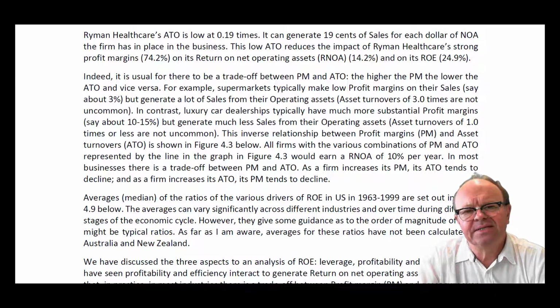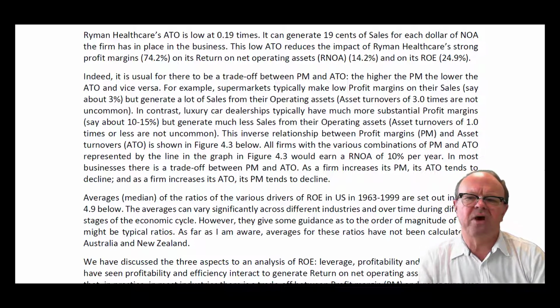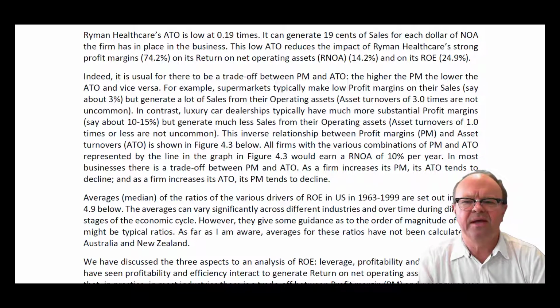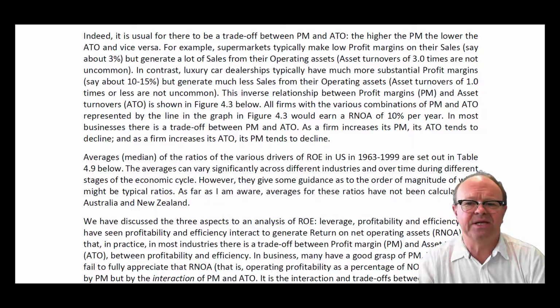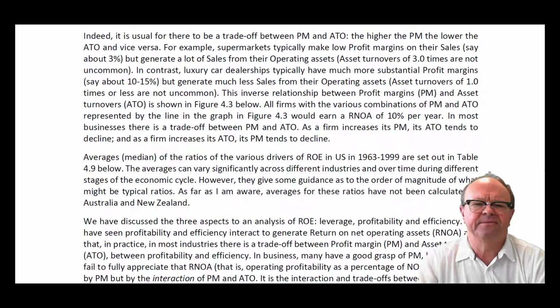It can generate 19 cents of sales for each dollar of net operating assets the firm has in place in the business. This low asset turnover reduces the impact of Ryman Healthcare's strong profit margins, 74.2%, on its return on net operating assets, RNOA, 14.2%, and on its return on equity, 24.9%. Indeed, it is usual for there to be a trade-off between profit margin and asset turnover. The higher the profit margin, the lower the asset turnover, and vice versa.